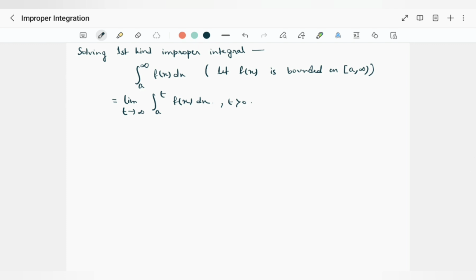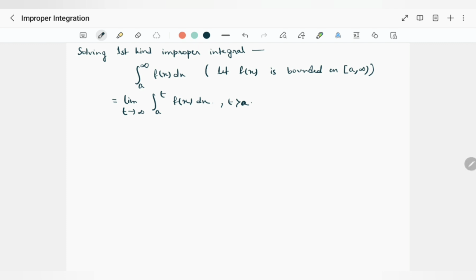So now we can calculate the integration easily, because this integration part is a proper integration part, and next we just have to calculate the limit, which is very easy. Here t is greater than a, because the upper limit should be greater. This improper integral is said to be convergent if the limit exists finitely, and the integral is divergent if the limit is plus infinity or minus infinity. And if the integral is neither convergent nor divergent, then it is said to be oscillatory.